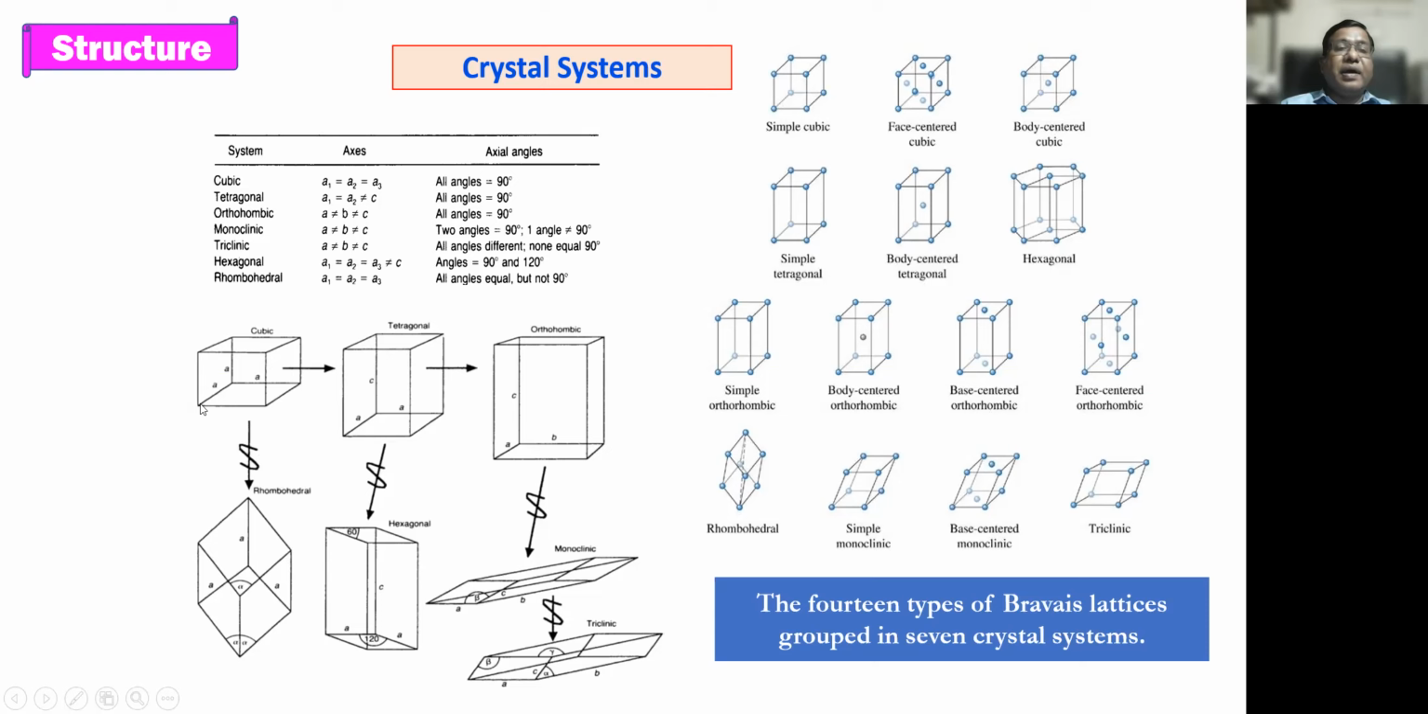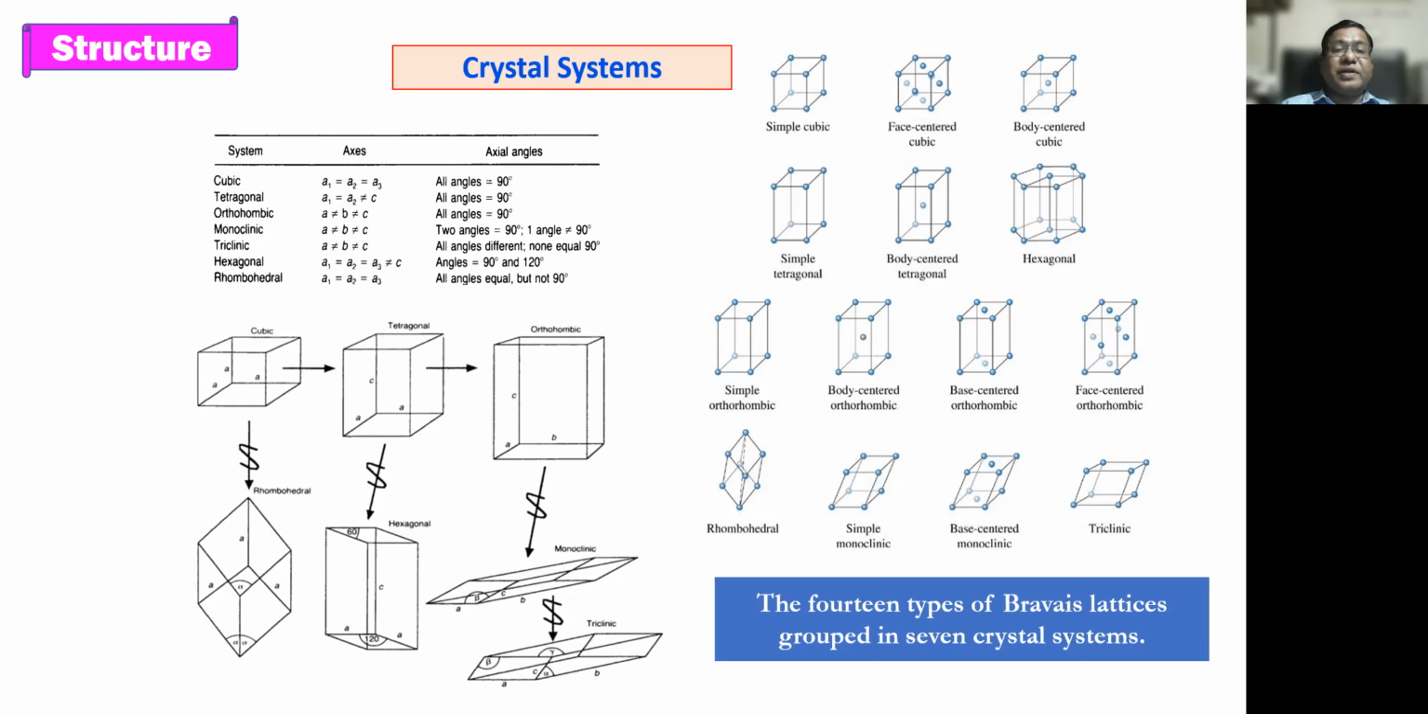Skew means one corner of this cube and the diagonally opposite corner of this cube, if they are stretched, will generate a rhombohedral. So from cubic, one skew operation can generate a rhombohedral. And from cubic you can see two sides are equal, and the third side, or length along the z-axis, is different.